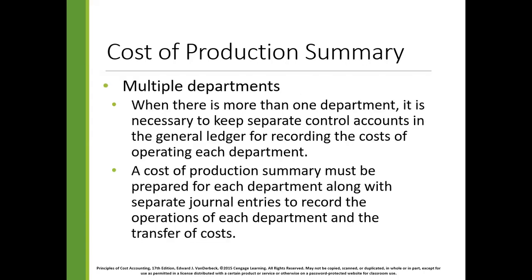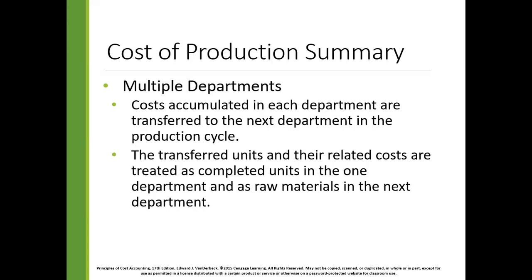Now, cost production summary for multiple departments. When there is more than one department, it is necessary to keep separate control accounts in the general ledger for recording the cost of operating each department. A cost production summary must be prepared for each department along with separate journal entries to record the operations of each department and the transfer of cost.